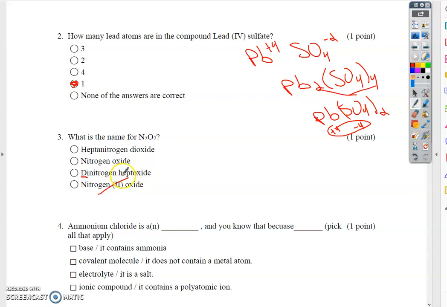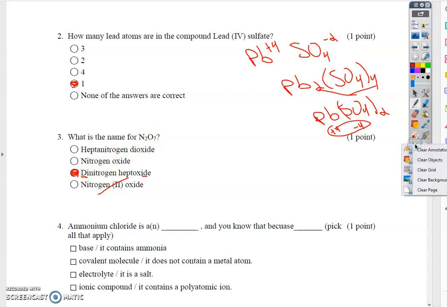The second element always gets a prefix no matter what, and it always ends in IDE when it is covalent. So that's what we get. Dinitrogen heptaoxide. Notice there is no charges. There's no crisscrossing. The prefixes go with the subscripts for that element.